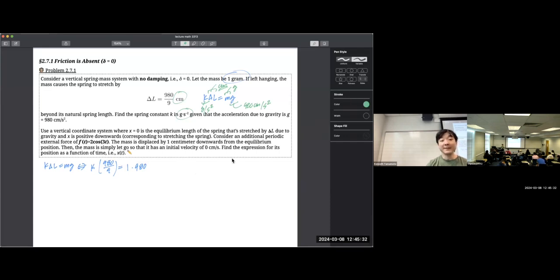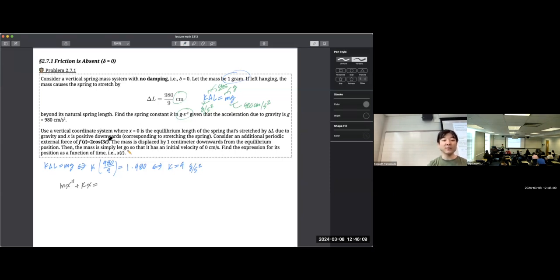Yeah, K will equal 9. So if you actually did this, K will equal 9. The units would be grams per centimeter squared, but that's not important. Well, that's important, but we won't need that once we build the equation. The differential equation is mx double prime. Because delta is 0, I'm going to skip that term, and it's going to be kx is equal to 0. Or no, is equal to, here, it says use the vertical coordinate system.